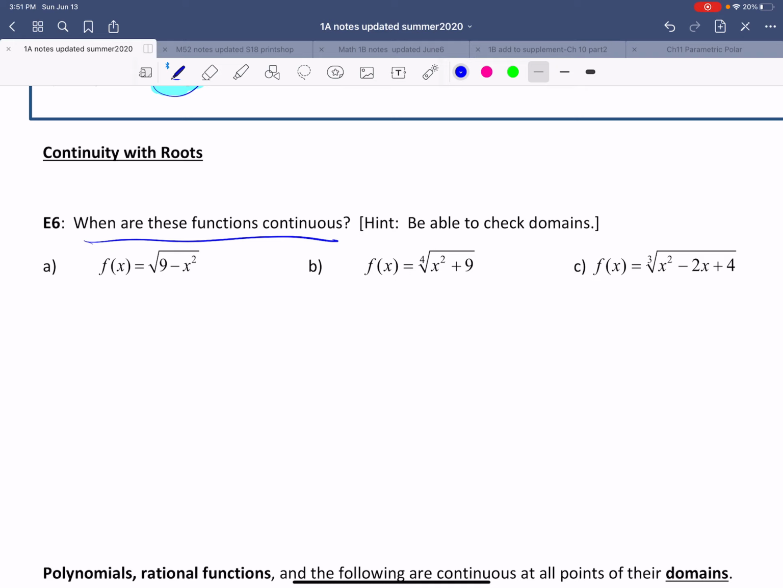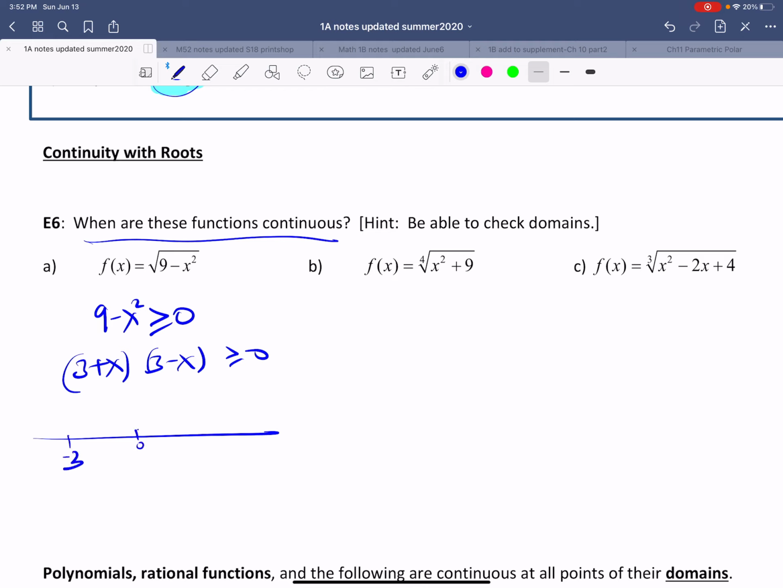Okay, so the first one, we want positive only. So 9 minus x squared greater than or equal to 0. That leaves me with 3 plus x, 3 minus x greater than or equal to 0. So my critical values are negative 3 and positive 3. And I'm just going to check. If I plug a 0 in, I get a positive. If I plug a 4 in, beyond 3, I get something negative. If I plug a negative 4, I get something negative. So where is this function greater than or equal to 0? Between negative 3 and 3.